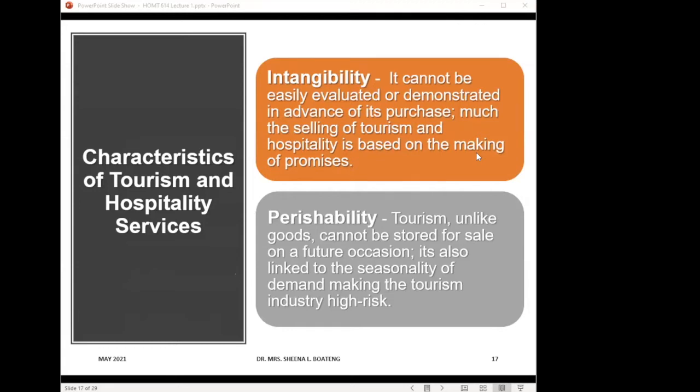So much of the selling of tourism and hospitality is based on making promises. These promises are made either through verbal or non-verbal communication. Please, does that make sense?